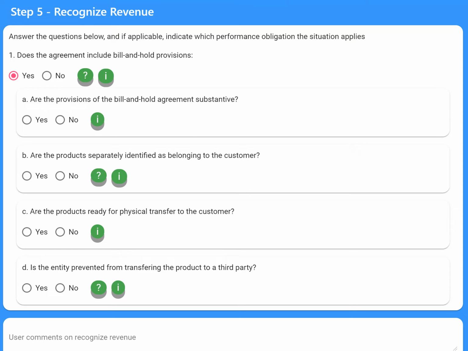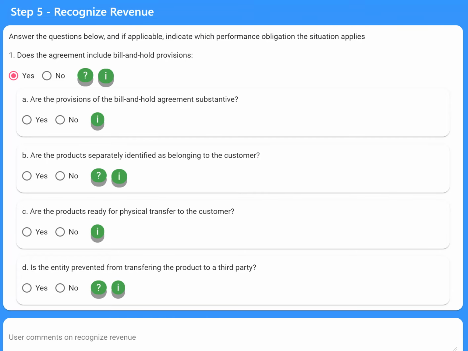Are the provisions of the bill and hold agreement substantive? If they are, then they do not in and of themselves impact revenue recognition, but you have to look at the other questions that are being asked. Are the products separately identified as belonging to the customer? The products have to be separately identified, so if they're not, then that will impact revenue recognition.